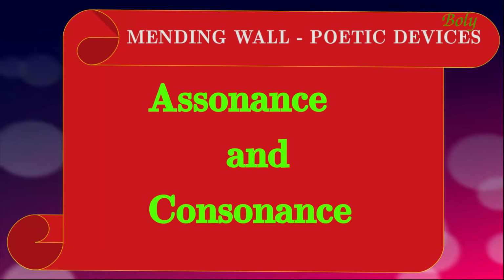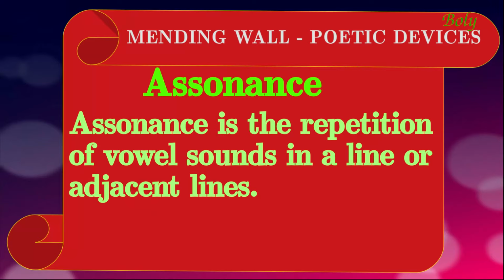Assonance and consonance are the common poetic devices poets use to enhance the rhythm of the poem. And here in Mending Wall also, Robert Frost uses these two poetic devices abundantly. We can see a lot of examples for assonance and consonance in the poem Mending Wall. Assonance is the repetition of vowel sounds in a line or adjacent lines. As I already said, there are many examples we can find in the poem, and I give you some of them here.